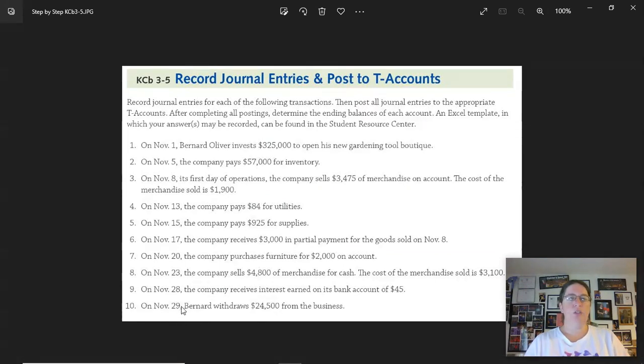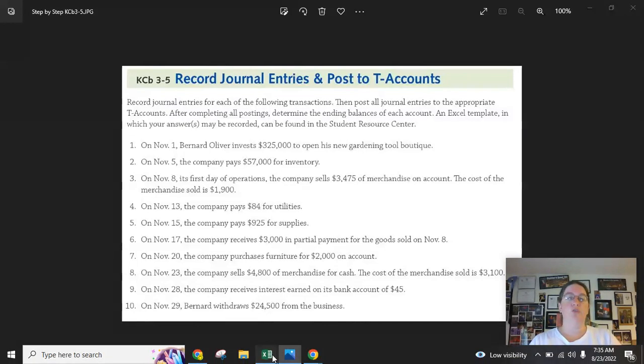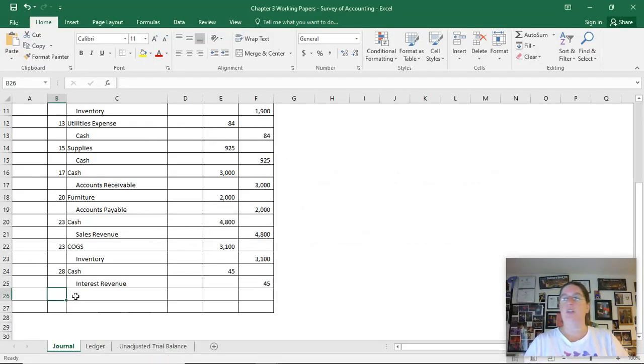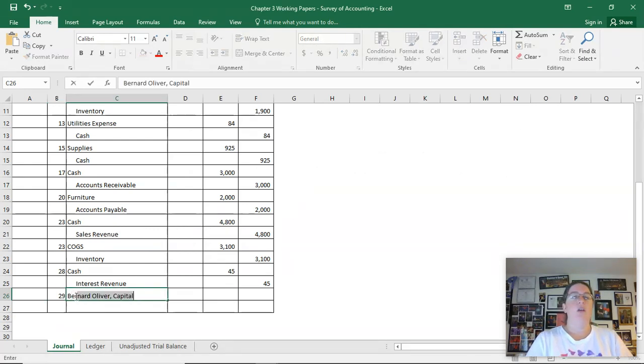And our last one, November 29th, Bernard withdraws $24,500 from the business. Okay, so this is going to affect our cash because he's taking money out. It's also going to affect our drawing. So your drawing account, much like we talked about in chapter 1, is the account that keeps track of how much money the owner removes from the business. And in this case, it was $24,500. Indent that second line there. Okay.